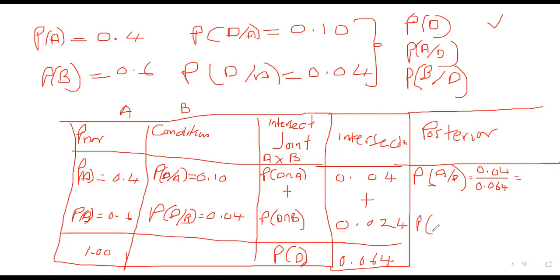Then this one, B given D. Can somebody tell me what are we going to have here? B given D. What are we going to have? 0.024 over 0.064. Okay. So what totals are you having here? And what total are you having there?